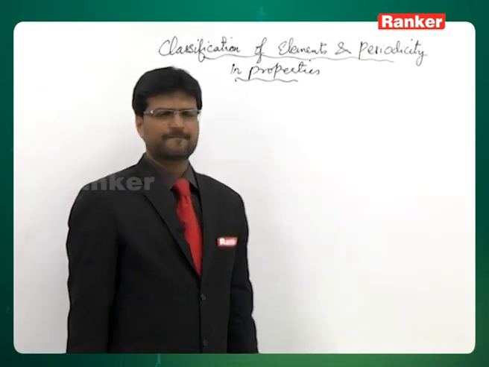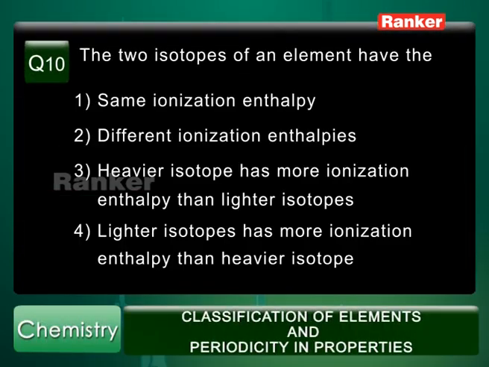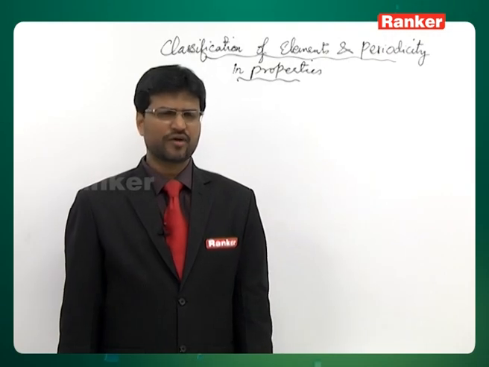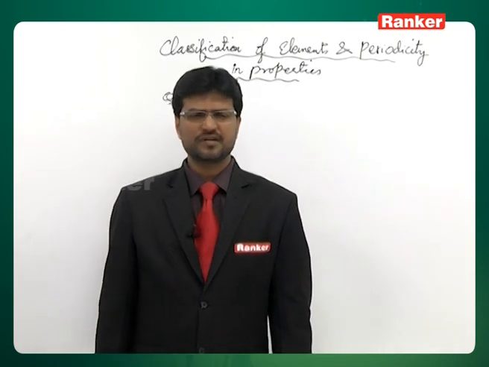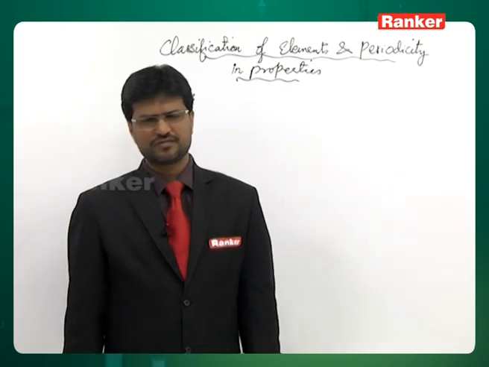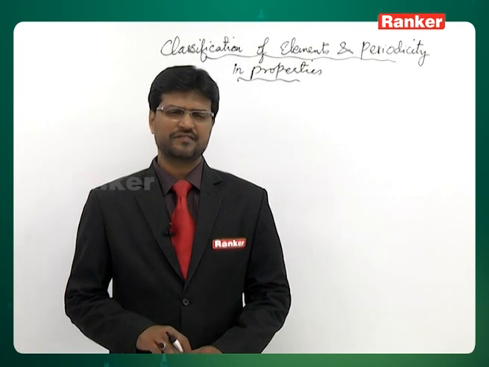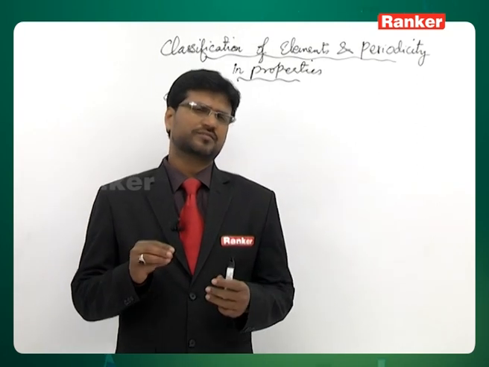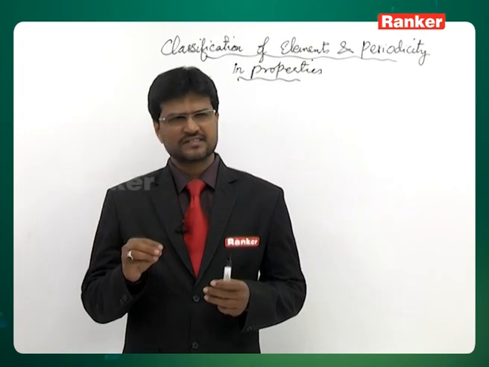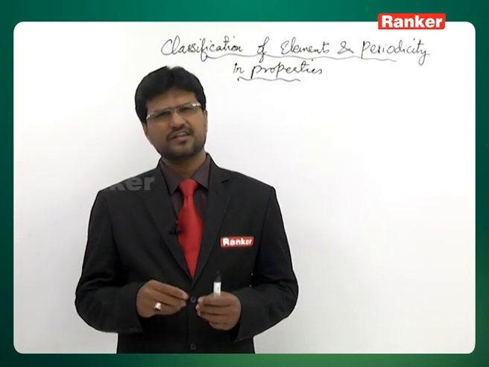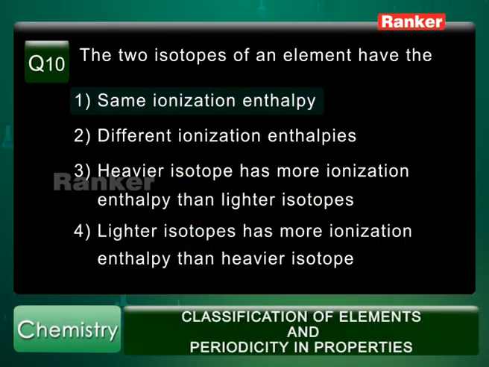Question number 10. The two isotopes of an element have the same: option 1, same ionization enthalpy; option 2, different ionization enthalpies; option 3, heavier isotope has more ionization enthalpy than lighter isotope; option 4, lighter isotope has more ionization enthalpy than heavier isotope. Isotopes have the same size, isotopes have the same ionization enthalpy. So, the correct answer is the first option, they have the same ionization enthalpy.